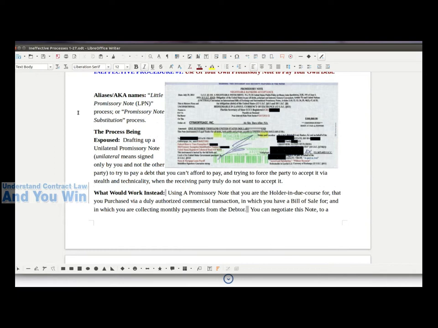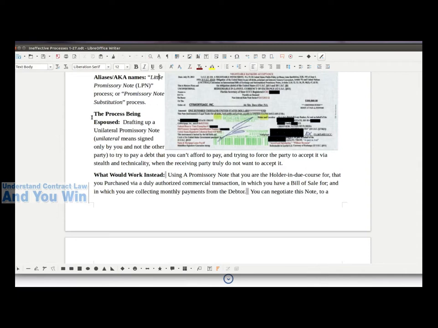Anyways, let's dive right in here. The process being espoused, the process being promoted, is drafting up a unilateral promissory note. Okay, what's the definition of unilateral? Because there are legitimate promissory notes. Unilateral means signed and drafted and having a meeting of the minds only with you and not by the other party.